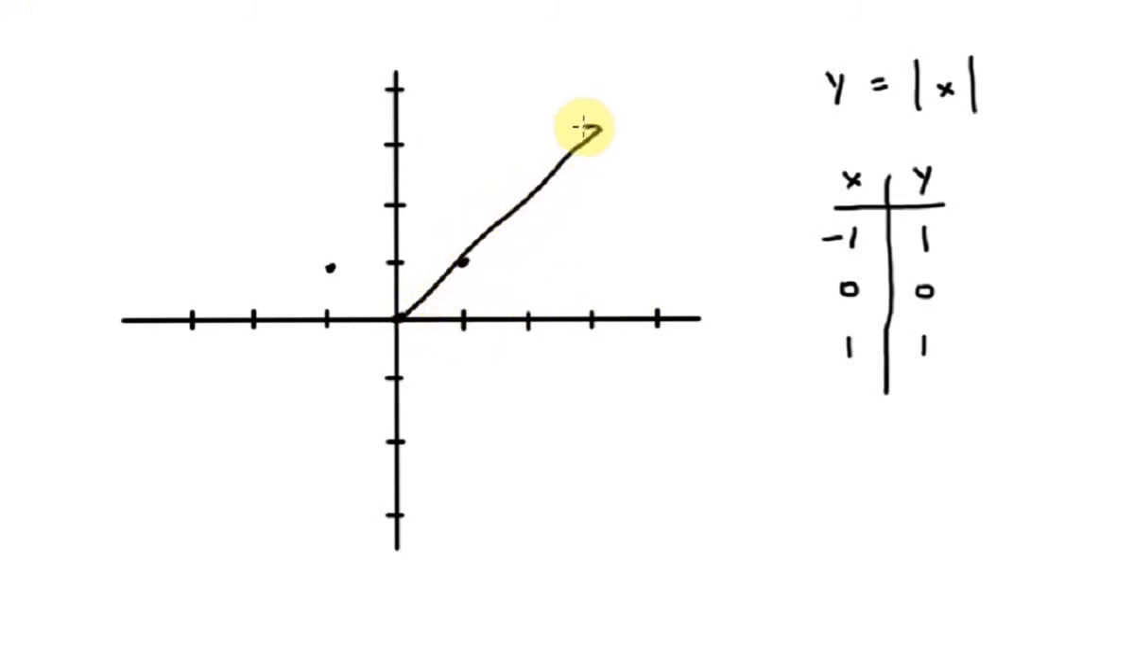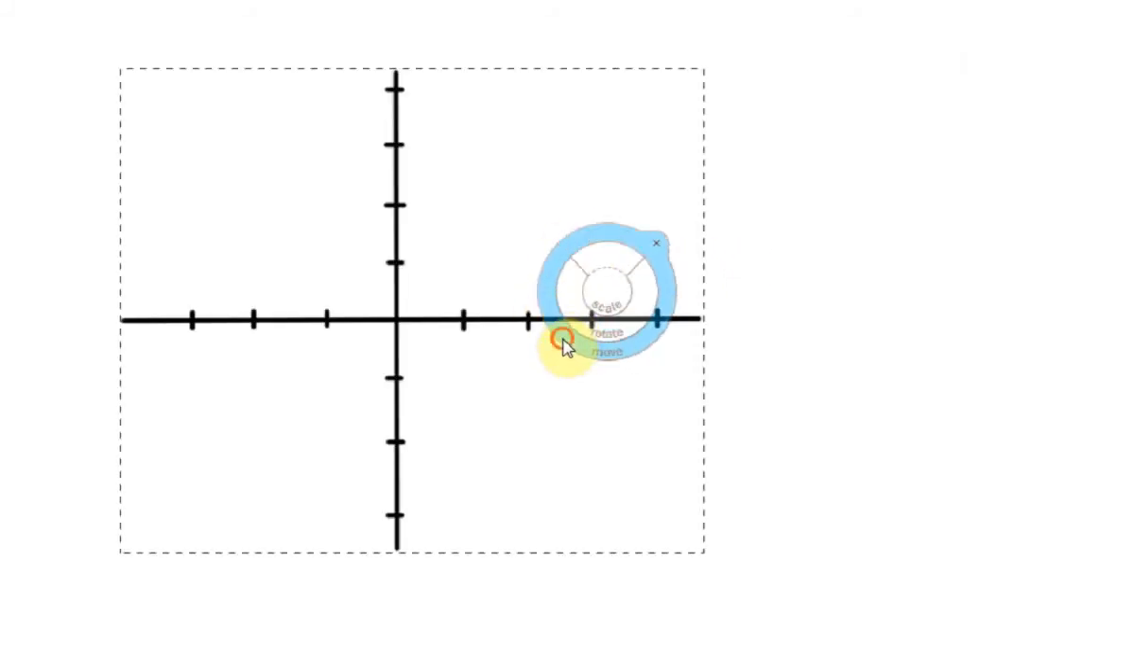So more or less, there's the one side. Hey, why don't I use this line draw thing? There's an idea. And there's the other side, and so there it is. There's my absolute value graph. Again, pretty straightforward and stuff we've seen before. All right, let's do the next one here.